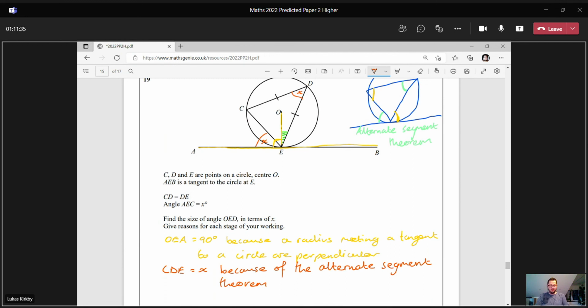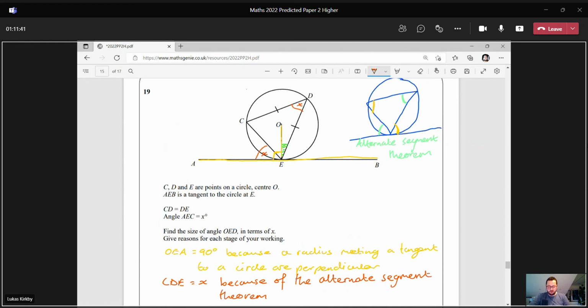Okay, great. So we're starting to build something up. That is good. Now then, let's use the fact that we've got an isosceles triangle. So we know that angles in a triangle add up to 180. We know that this angle up here, the red one, is x. So remaining, we're going to have 180 minus x.